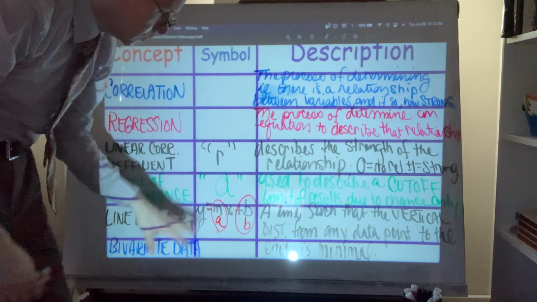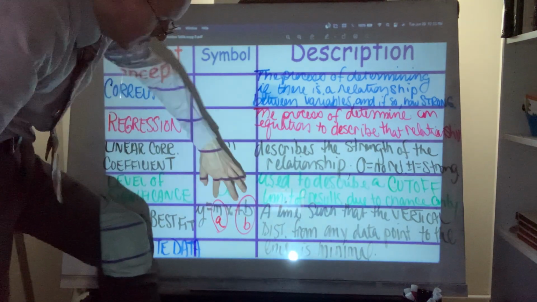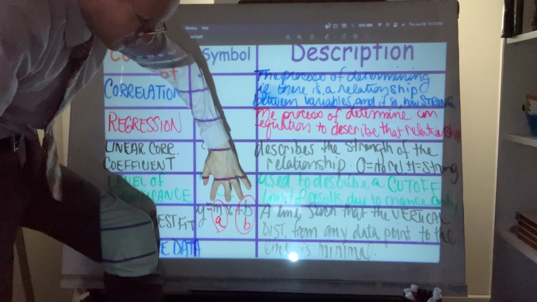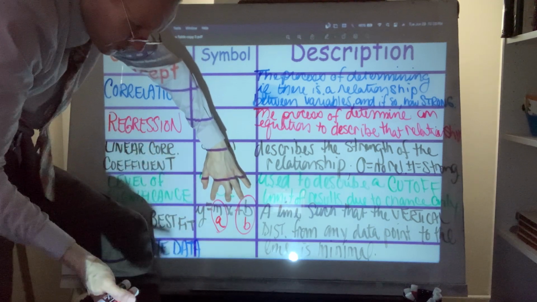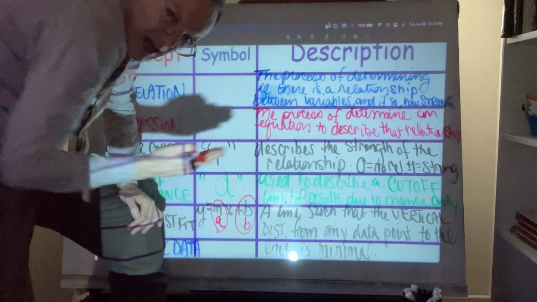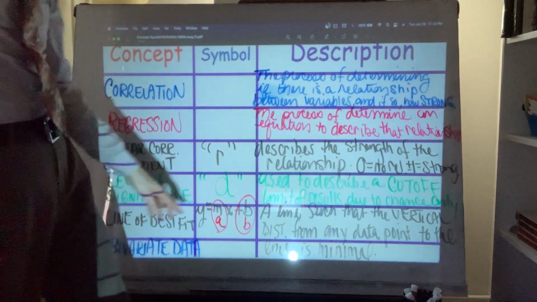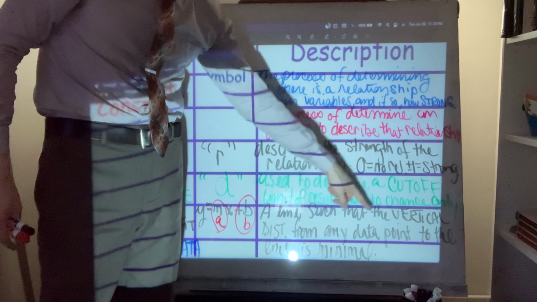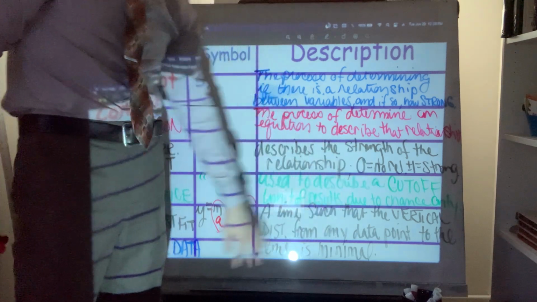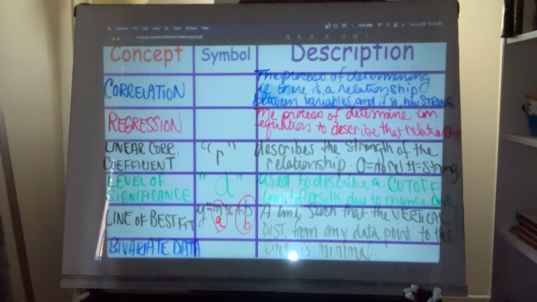Anyhow, we use that data to construct an equation in the form of a line equation for our purposes that ideally is right in the middle of it, a perfect middle, if you will. A line such that the vertical distance from any data point to the line is minimal. Used to best describe the data.